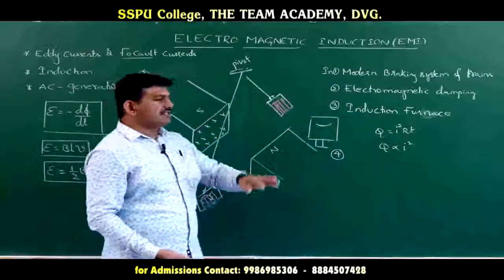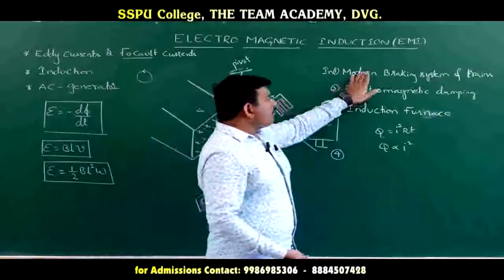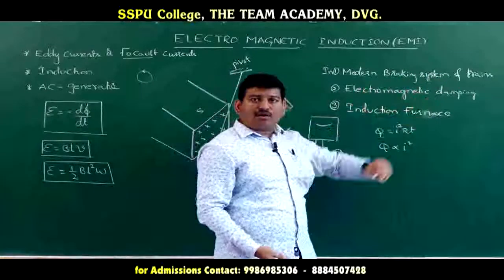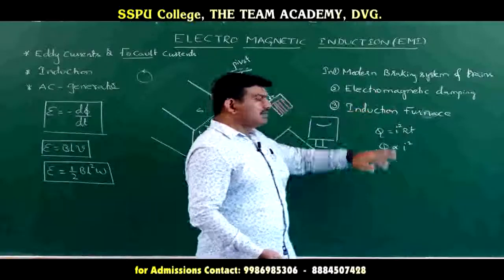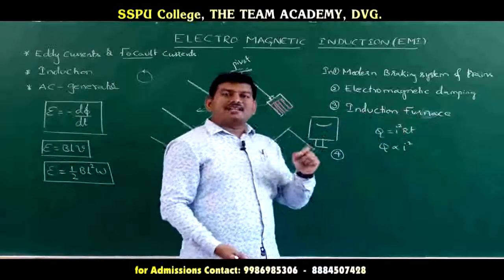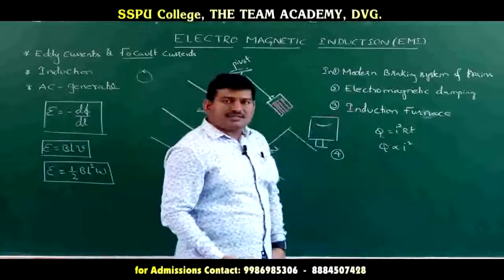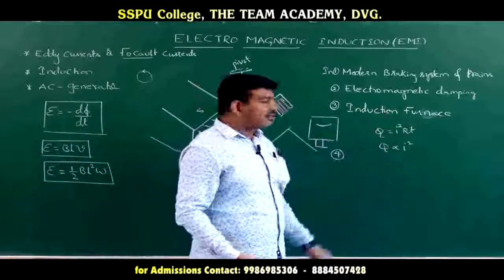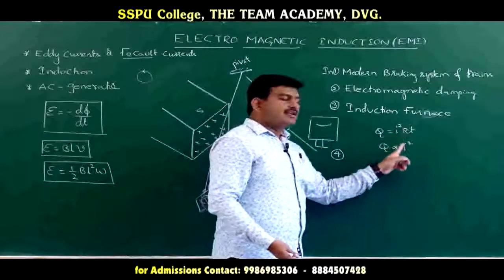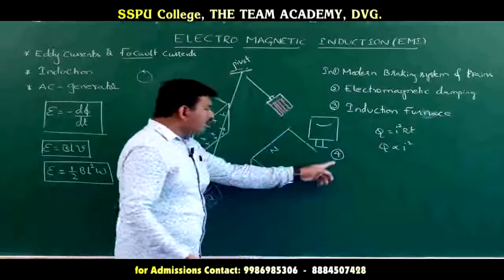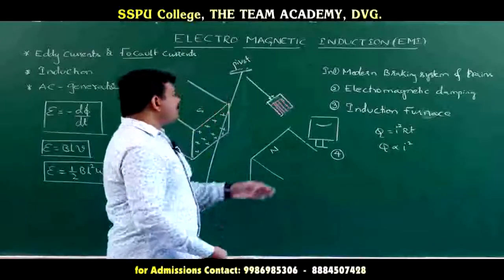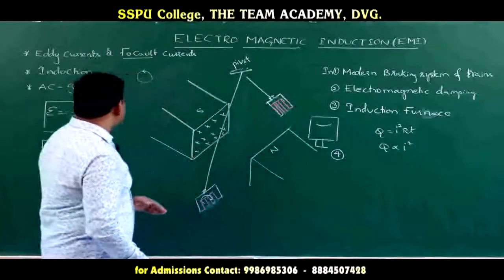So 4 important applications we have discussed here. In the modern braking system of electric trains, we are using the eddy currents. For electromagnetic damping, or in deadbeat galvanometers, we are using the eddy currents. We are using the eddy currents in induction furnaces to melt the metals, and we know that the amount of heat produced is directly proportional to the square of the current, where I stands for the eddy current. And the last one is the analog type of electric meters. These are the applications of eddy currents.